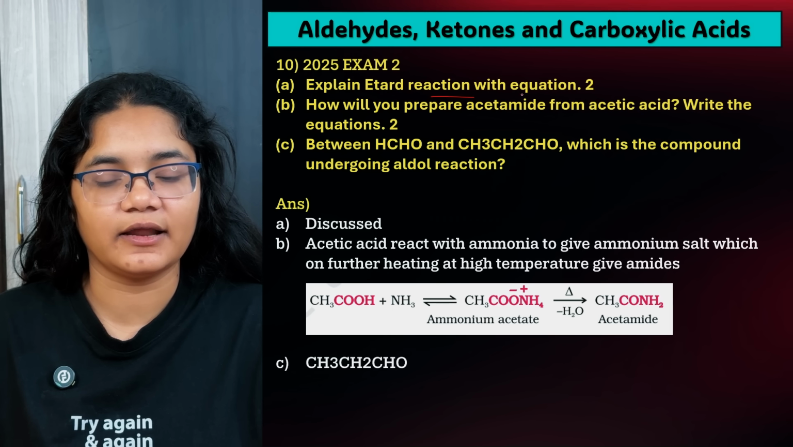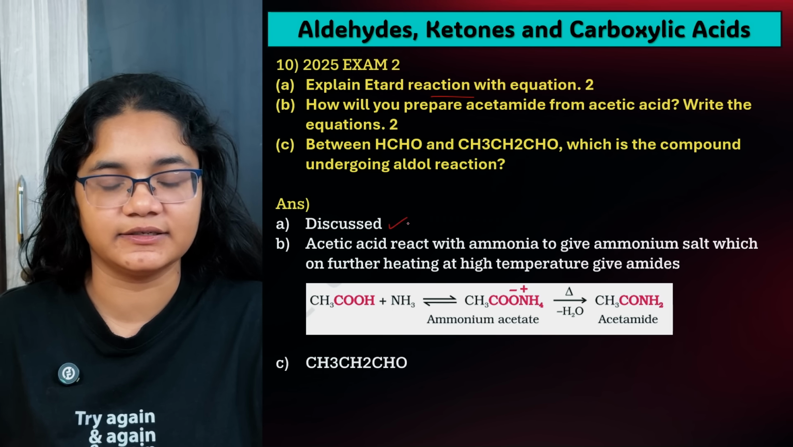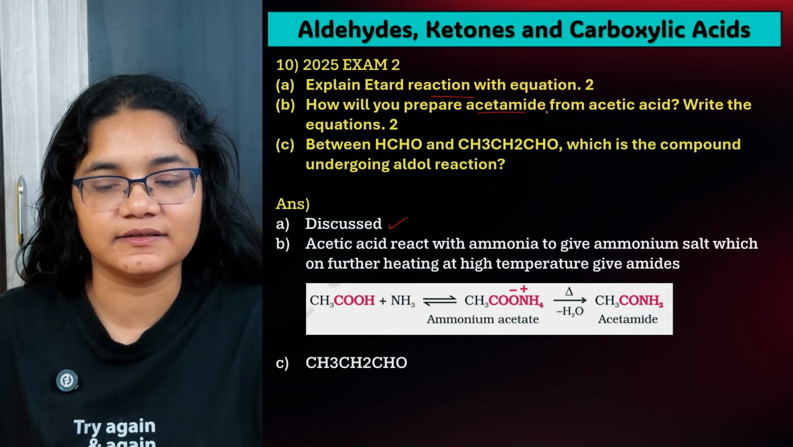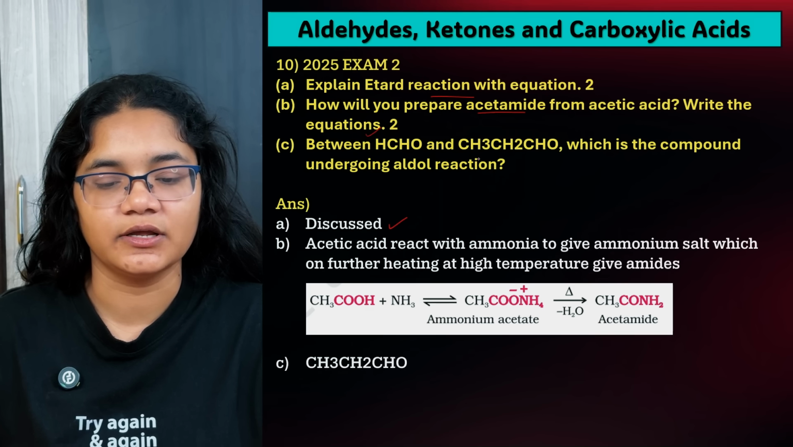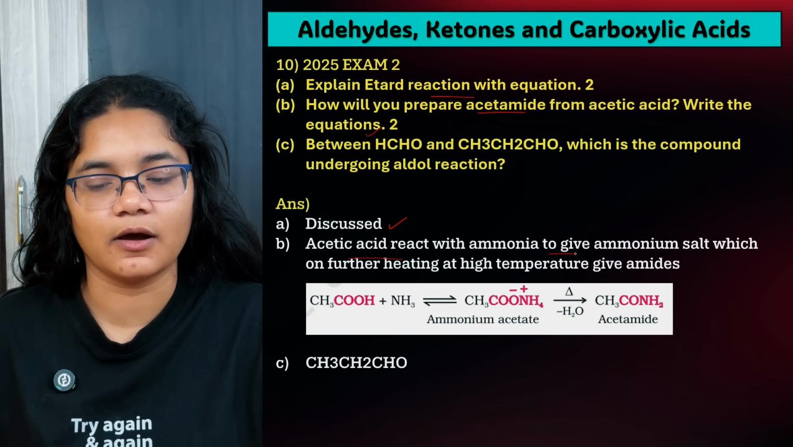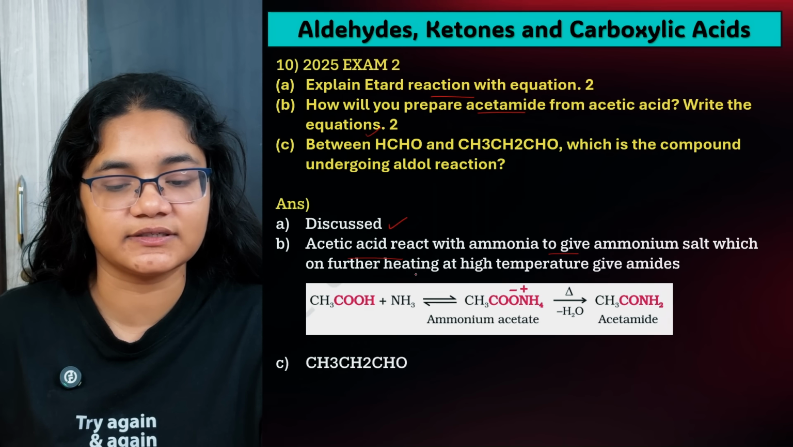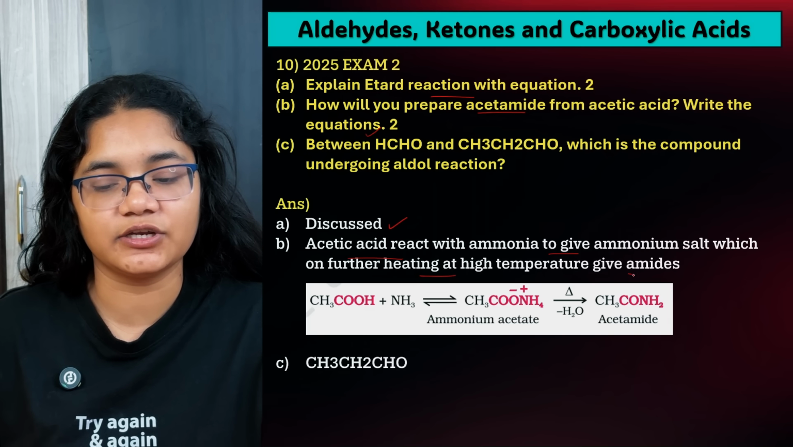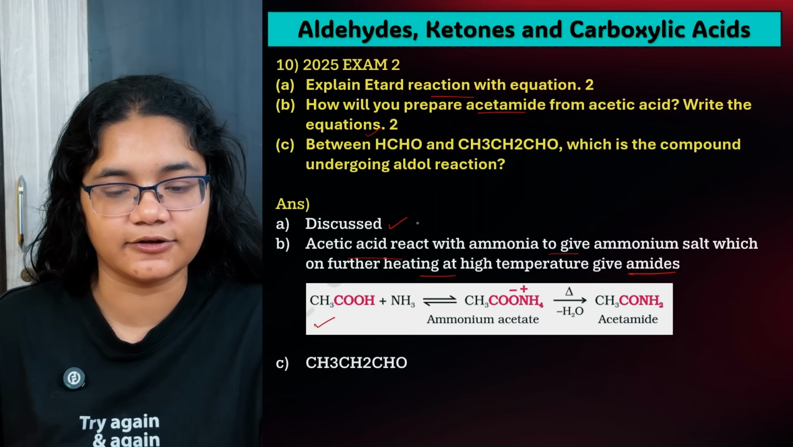So explain the Etard reaction with an equation. So we have already discussed this question. How will you prepare acetamide from acetic acid? Write the equation. So if you treat acetic acid with ammonia to give you ammonium salt, which is then further heated at higher temperature, it will give you acetamide, and this is the reaction.